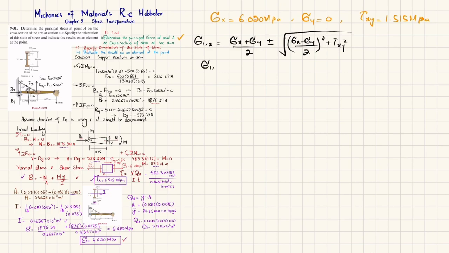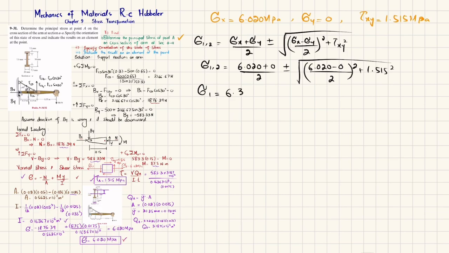So sigma 1, 2 is equal to 6.020 plus 0 divided by 2, plus minus the square root of 6.020 minus 0 divided by 2 whole square, and tau of xy is 1.515 square. When you solve this for the plus value, you will get sigma 1 equal to 6.38 megapascal. And when you solve for the negative, you will get sigma 2 equal to minus 0.360 megapascal. So these are the principal stresses, and that is the answer of our first part.